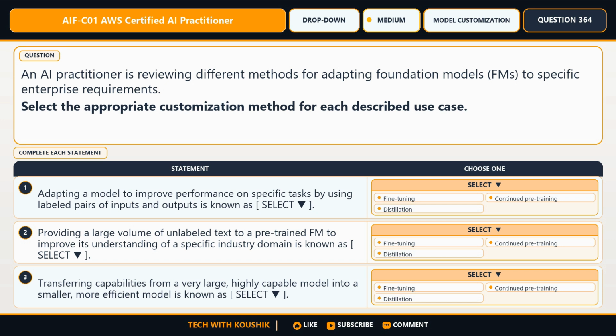The first blank appears in adapting a model to improve performance on specific tasks by using labeled pairs of inputs and outputs is known as the blank. Eliminate between 1. Fine-tuning, continued pre-training, or distillation. The second blank appears in providing a large volume of unlabeled text to a pre-trained FM to improve its understanding of a specific industry domain is known as the blank. Eliminate between 2. Fine-tuning, continued pre-training, or distillation. The third blank appears in transferring capabilities from a very large, highly capable model into a smaller, more efficient model is known as the blank. Eliminate between 3. Fine-tuning, continued pre-training, or distillation.